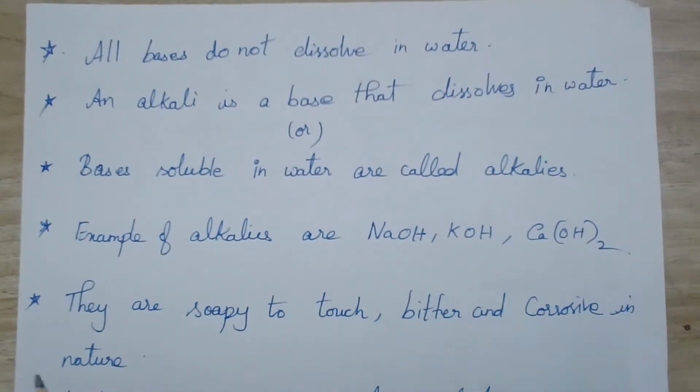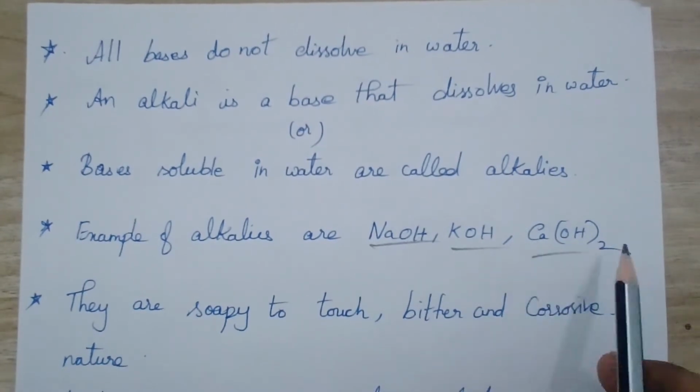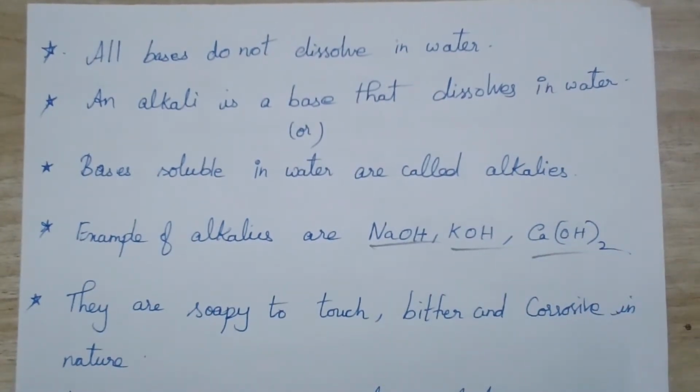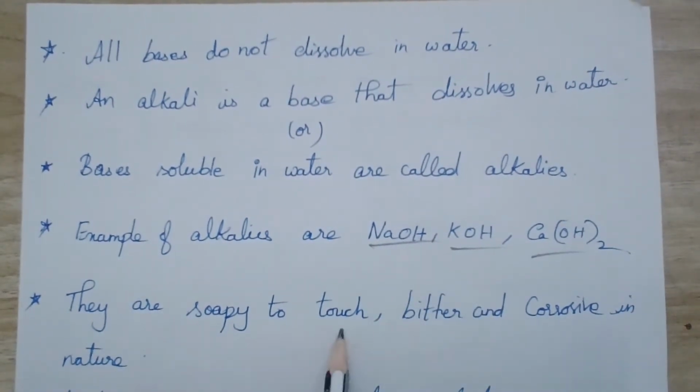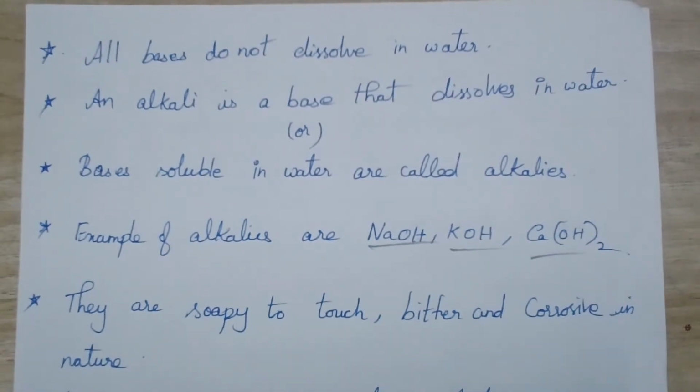Some examples of alkalis are NaOH, potassium hydroxide, and calcium hydroxide. What is the nature of these? They are very soapy to touch, bitter in taste, and corrosive in nature. It is highly corrosive. So we usually use this as a drain unblocker, because it is highly corrosive in nature. If there are any blocks in the drain, it will clear easily. That's why it is used as a drain unblocker.